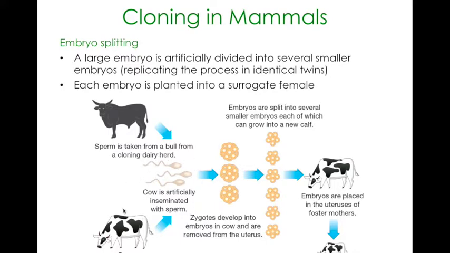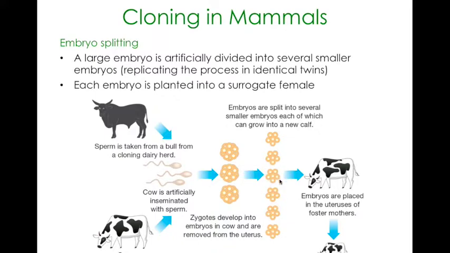And so what happens is the female gets pregnant and produces an embryo. Once the embryo gets to a large enough size, not too big that you cannot split it, but large enough that it can be split into smaller clumps of embryos. And so here you've got many more times the number of embryos.